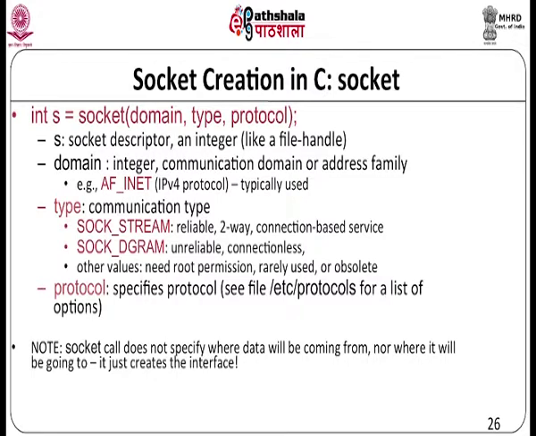Typically we are working with the internet family, so IPv4 will be the value that is used there. There is a type which specifies what kind of socket we are using. We have a stream socket, we have a datagram socket. Now, you can easily understand what these two must be meant for. Stream socket is used for a reliable two-way connection based service, which is TCP. Datagram socket is used for UDP, an unreliable connectionless service.